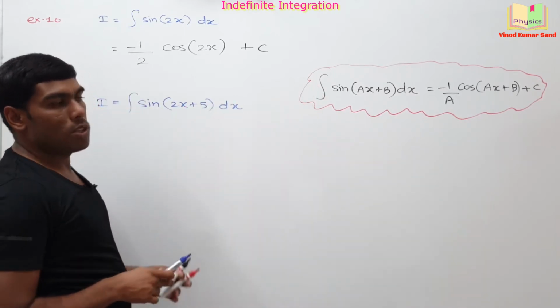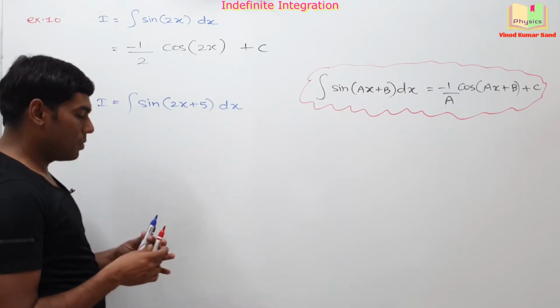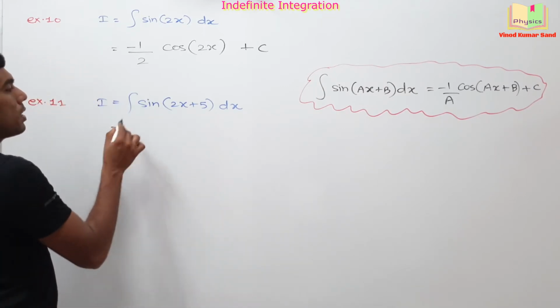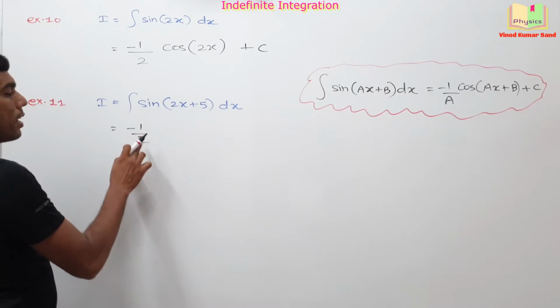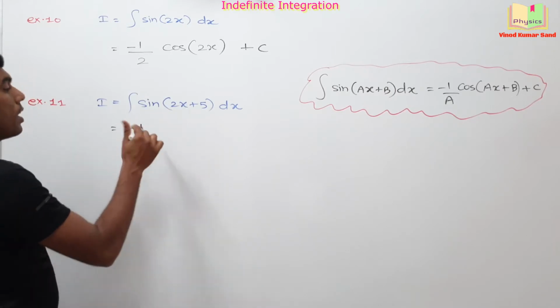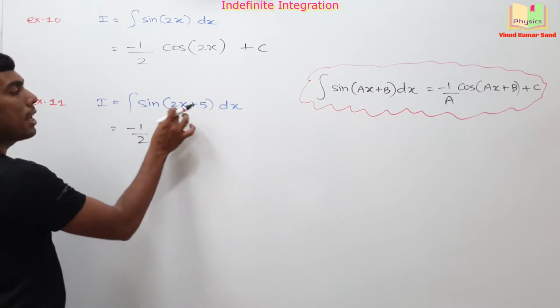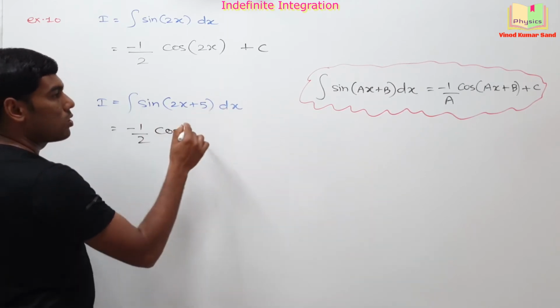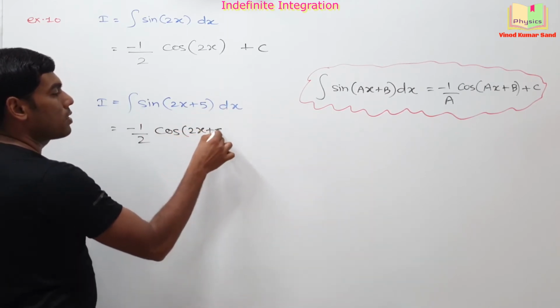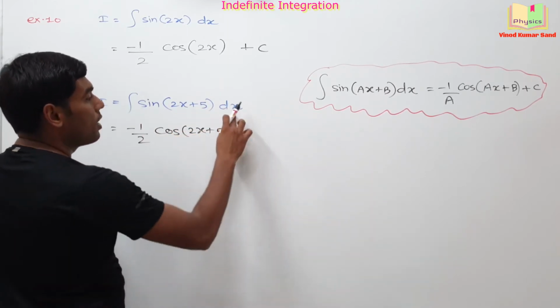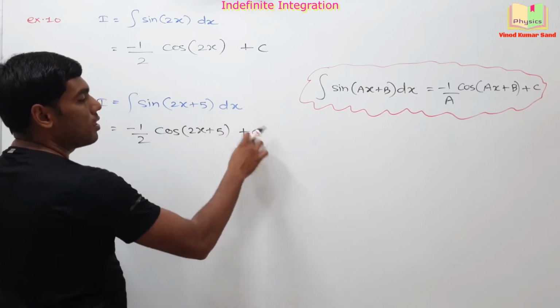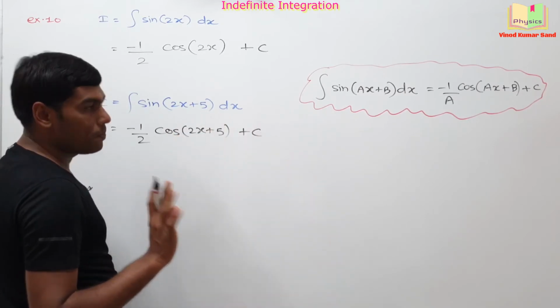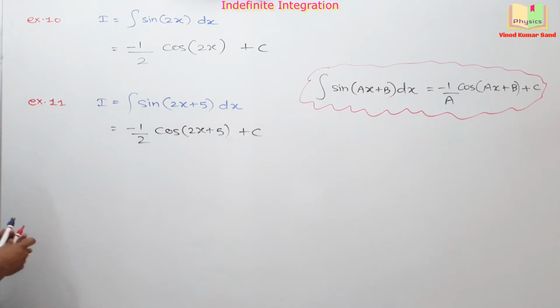Now try it using this formula. It's pretty simple. The answer should be minus 1 by a, this is a, cos of ax plus b, so 2x plus 5, and the constant c. Clear? Next example, example number 12.